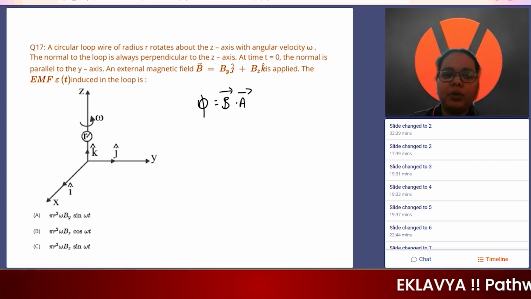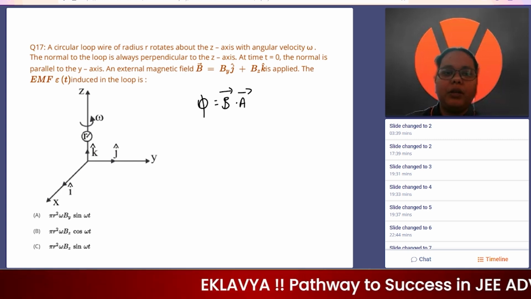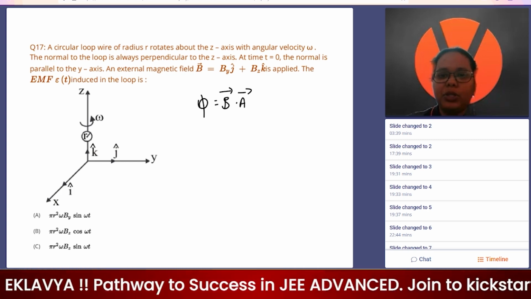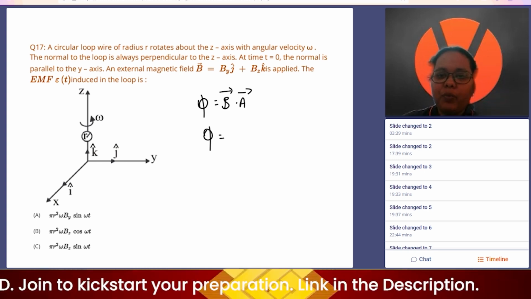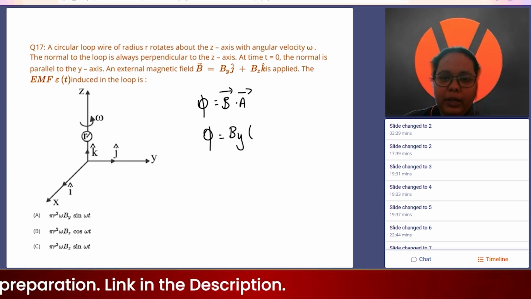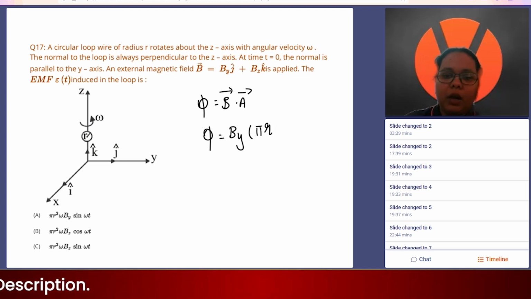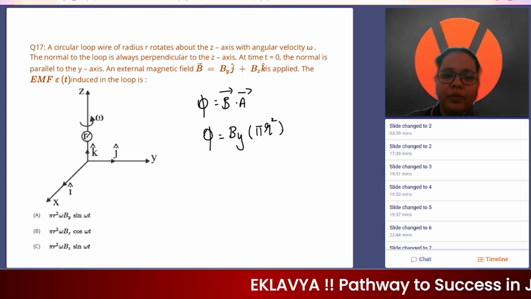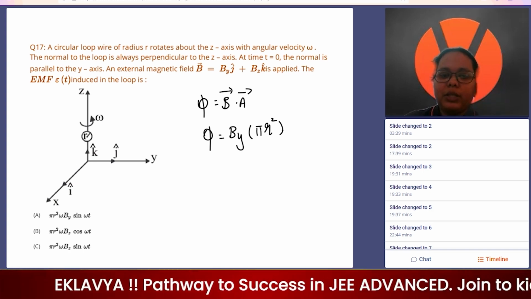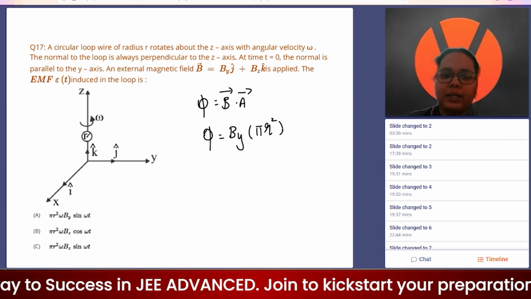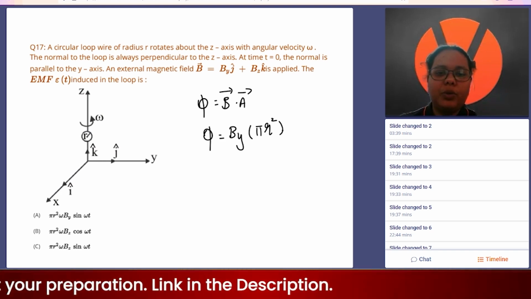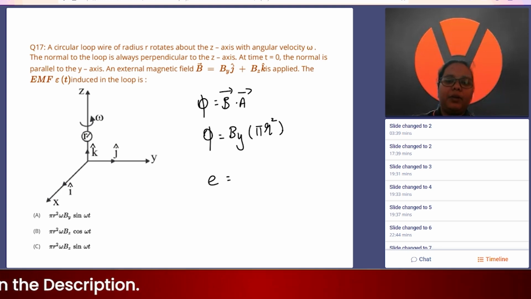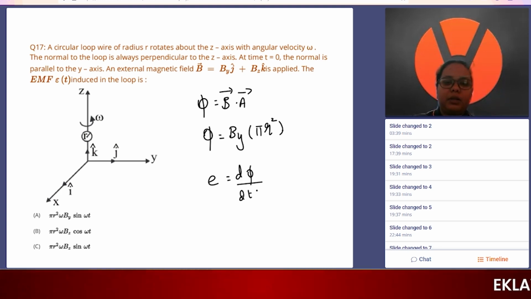So the area, here what they placed: the normal is parallel to the y-axis. Again, they mention. So what you will get is phi is equal to j dot j is 1, so B into pi r square. So B A cos theta, what we will get is, when they are asking, right? So the EMF value, E is equal to d phi by dt.